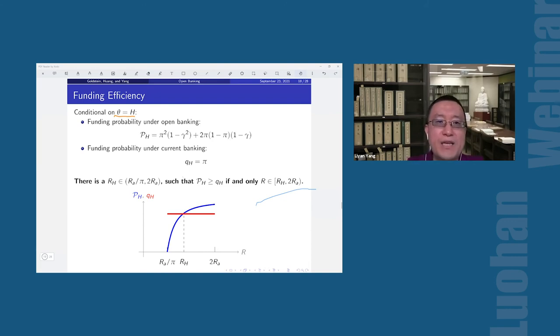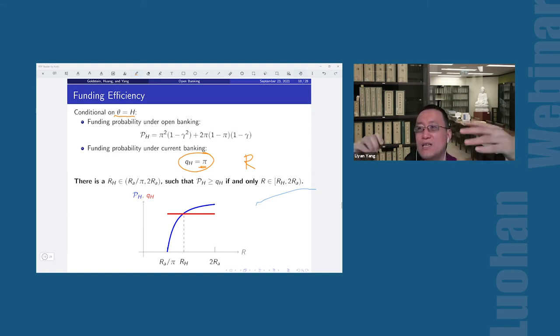The funding probability under the current banking system is π, because remember, in the current banking system the relationship bank is a monopoly. If the relationship bank sees the bad signal, it will not bid. If it sees the good signal, it will bid with R. The relationship bank sees a good signal with probability π. So the funding probability is given by this π, basically, given it's a good product.